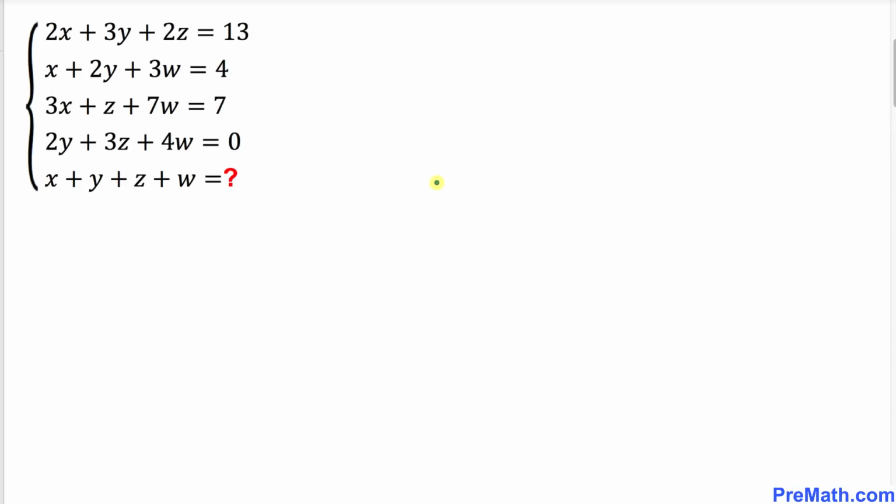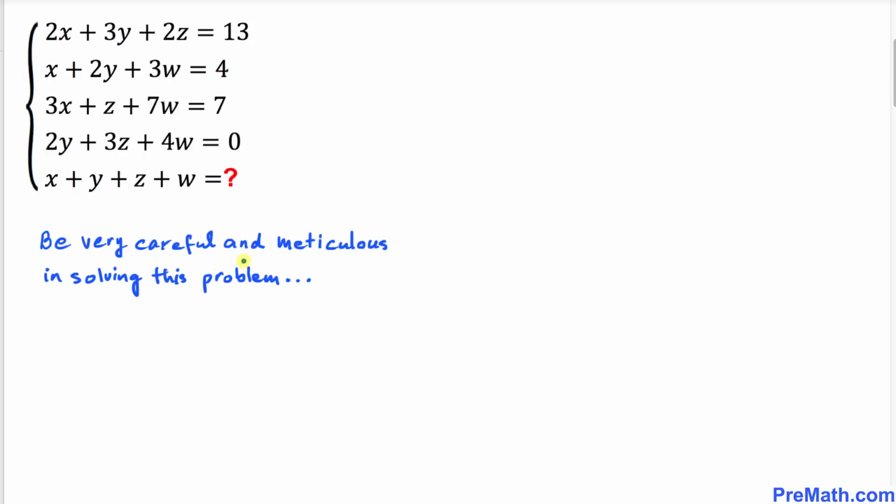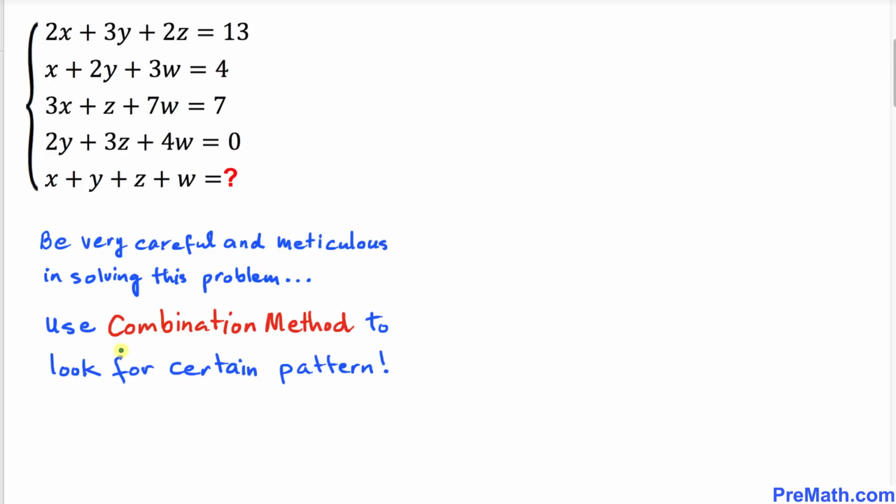So let's go ahead and get started with the solution. As you can see, we are dealing with a system of 4 equations with 4 variables. So finding the value of x plus y plus z plus w is not going to be that easy. Therefore we have to be very careful and meticulous in solving this given problem. We are going to use the combination method to look for a certain pattern. In other words, we are not going to find the values of x, y, z, and w individually. Rather, we're going to look for an alternative.